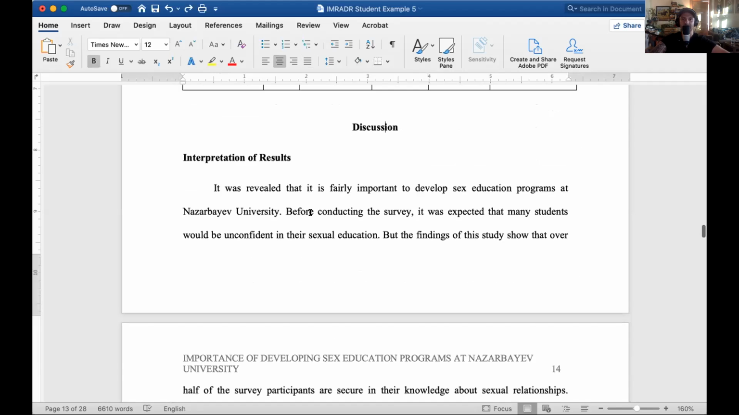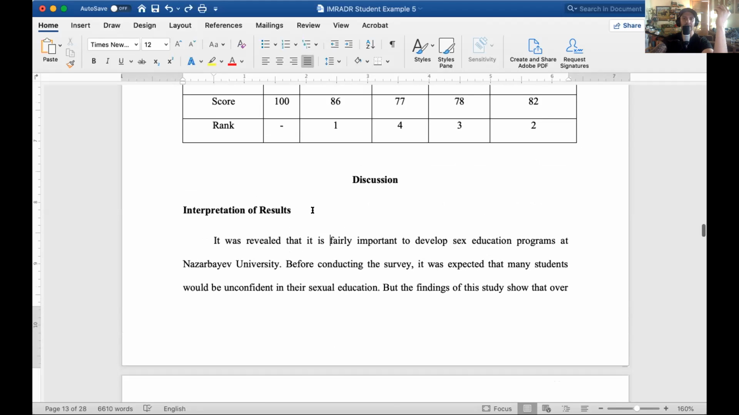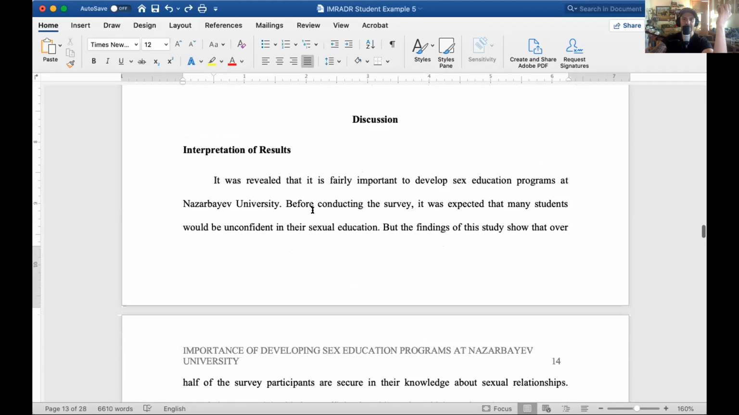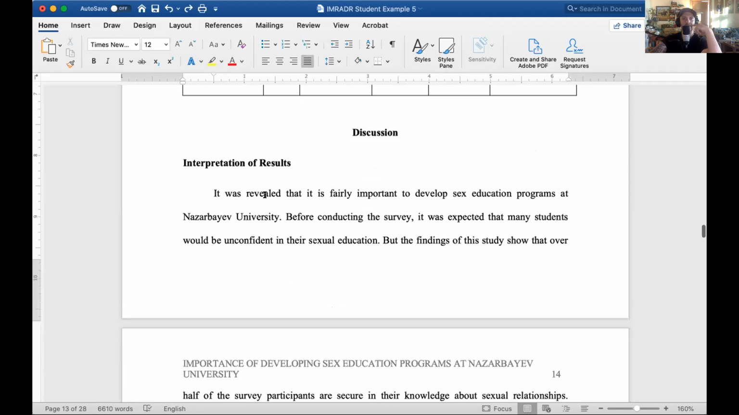All right, discussion section. We're finally here. We got here. Okay, so we're doing a report around the problem of a lack of sex education at Nazarbayev University, and our main research question gets answered right away in the discussion section. So in the discussion section, you're going to have a number of sections.